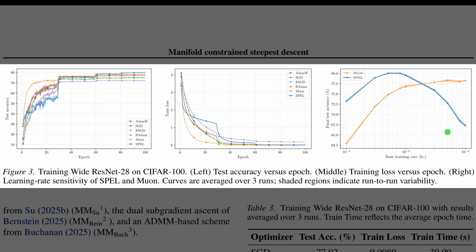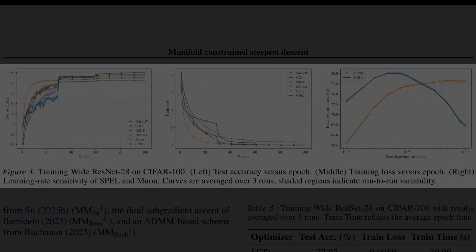Alright, Figure 3 extends the analysis to a more complex deep learning task, training a wide ResNet 28 on CIFAR 100. The left panel tracks test accuracy, where the solid blue line for SPEL eventually surpasses the dashed orange line for muon, reaching a final accuracy of nearly 80%. In the middle panel, we see that while muon minimizes training loss much faster initially, this aggressive fitting doesn't translate to better generalization. Finally, the right panel confirms that SPEL achieves a significantly higher peak accuracy across valid learning rates.